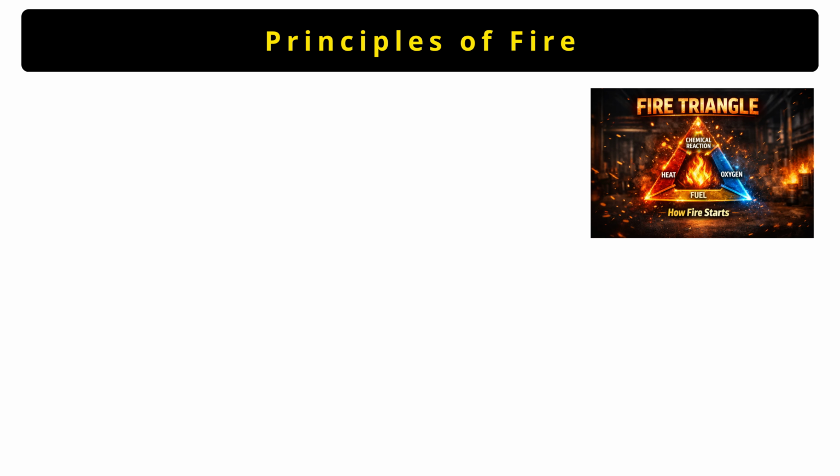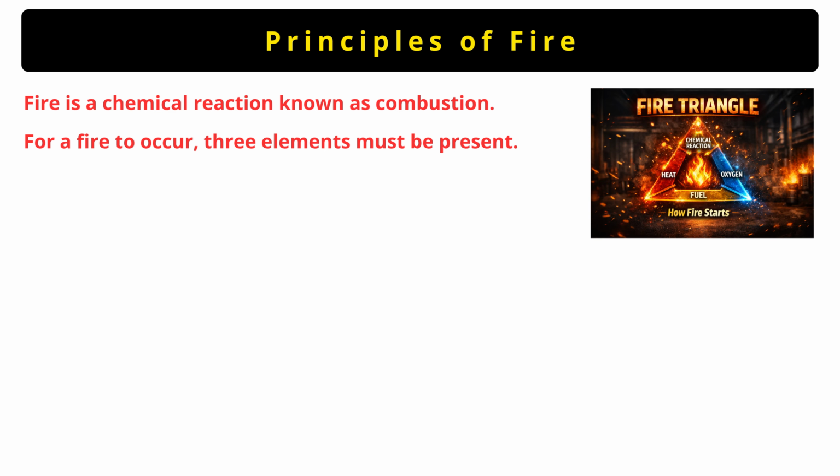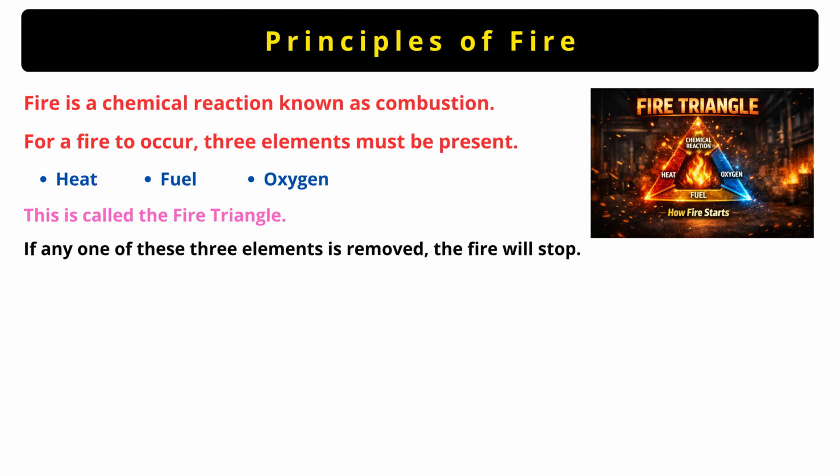To understand fire safety, first we need to understand how fire starts. Fire is a chemical reaction known as combustion. For combustion to occur, three elements are required, which are heat, fuel and oxygen. This concept is called the fire triangle. If any one of these elements is removed, the fire will stop.